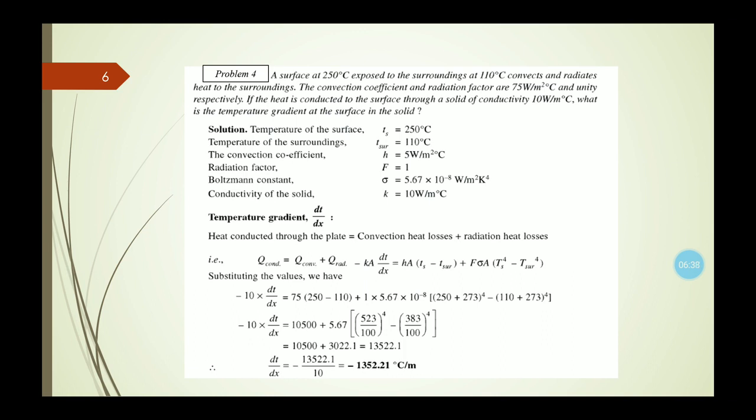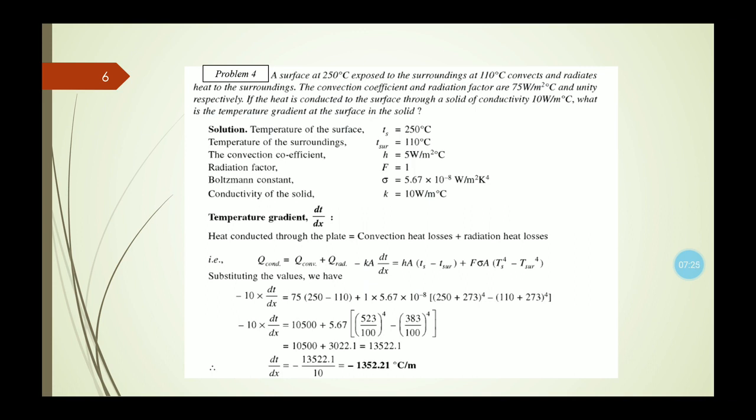A surface at 250 degrees centigrade exposed to surroundings at 110 degrees centigrade convects and radiates heat to the surroundings. So this is a numerical combining convection and radiation. The convection coefficient and radiation factor are 75 watt per meter square degree centigrade and unity respectively. Okay, so if the heat is conducted to the surface through a solid of conductivity 10 watt per meter degree centigrade, what is the temperature gradient at the surface in the solid? So we need to find the temperature gradient, that is dT/dx.